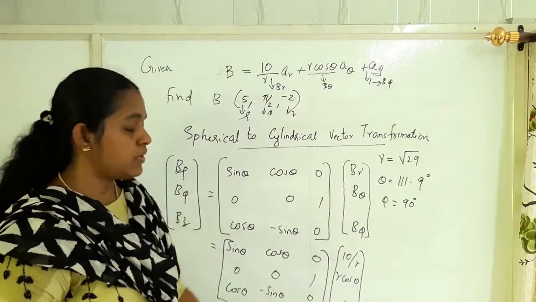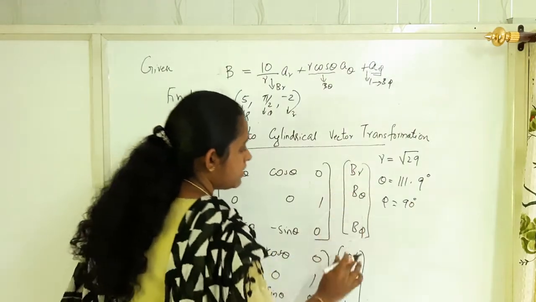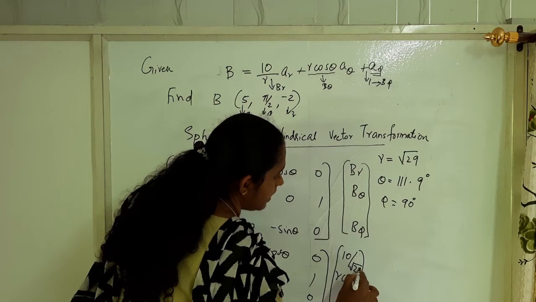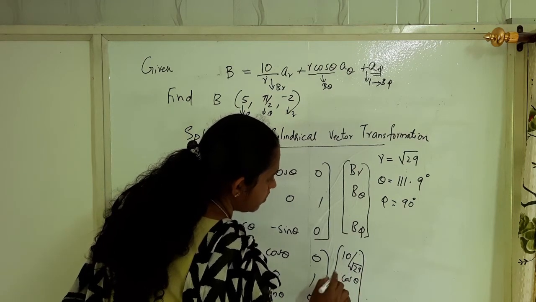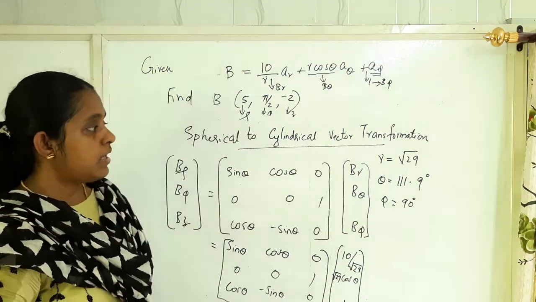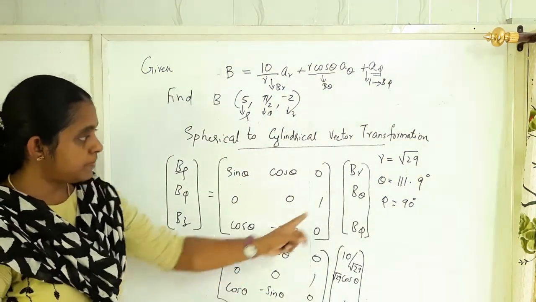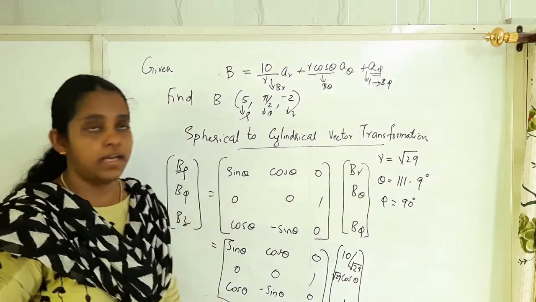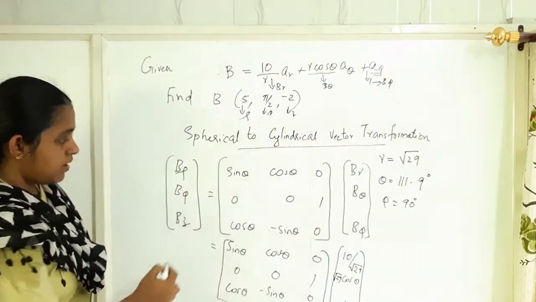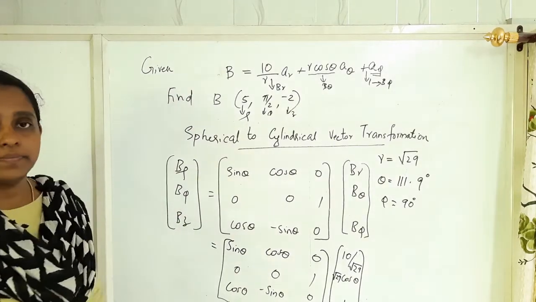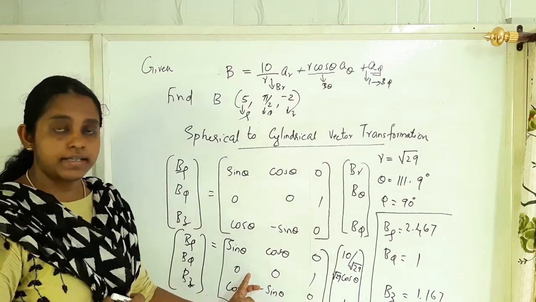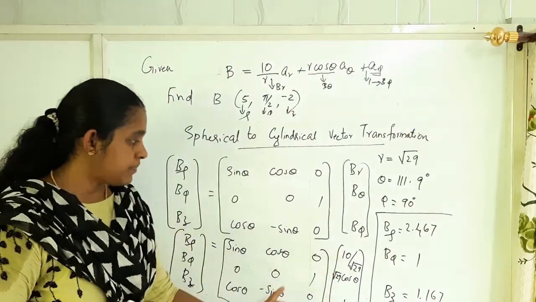Substitute the values here. R is here 10 by root 29, and here also R is root 29. Now substitute the value of theta here, the sine and cosine of 111.9 degrees. So you will get the values of b rho, b phi and b z. Substitute theta in the matrix and multiply the matrix.